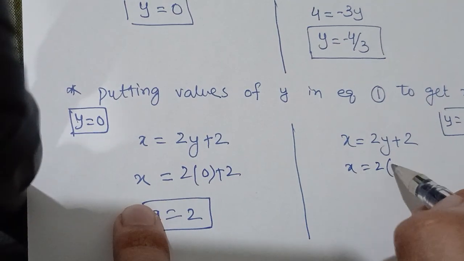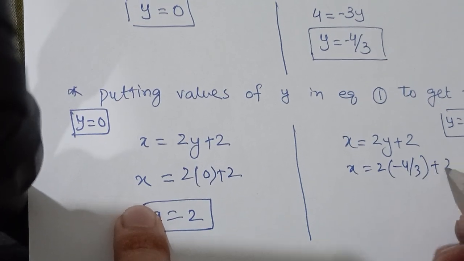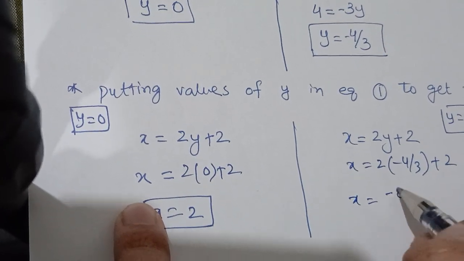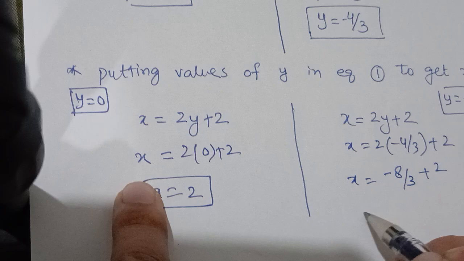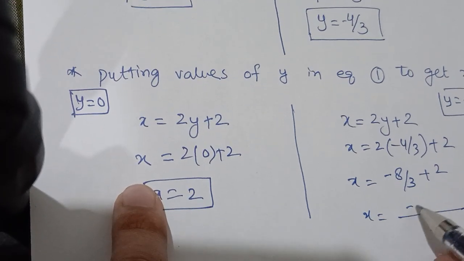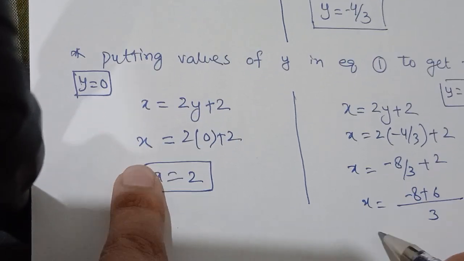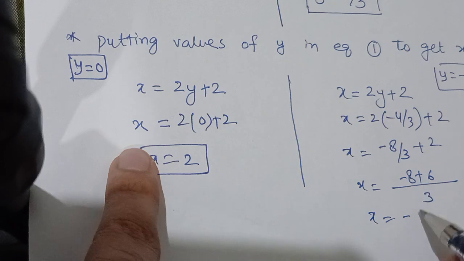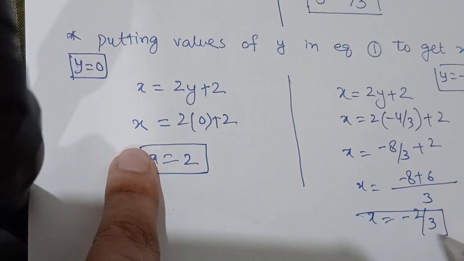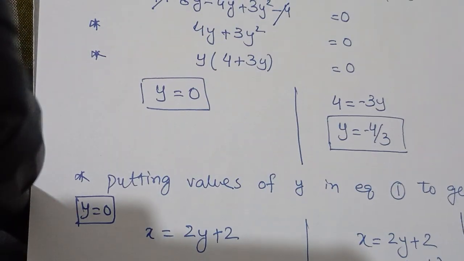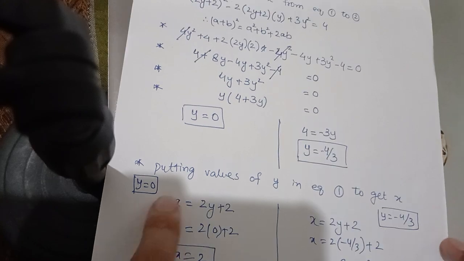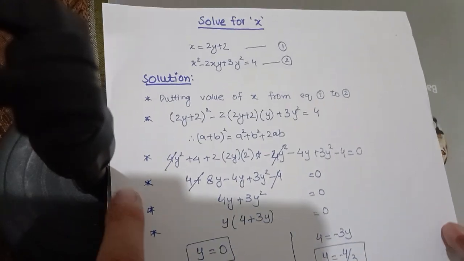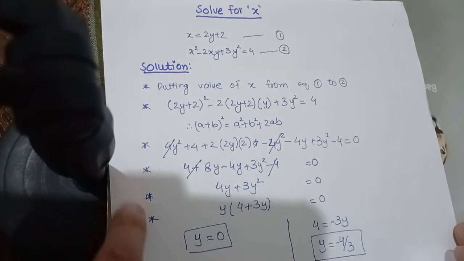So x is equal to 2 into minus 4 by 3 plus 2, x is equal to minus 8 by 3 plus 2, and x is equal to (minus 8 plus 6) by 3, x is equal to minus 2 divided by 3. So these are the two values of x to solve the value of x in this problem.